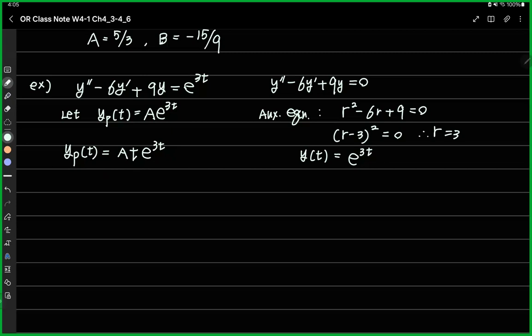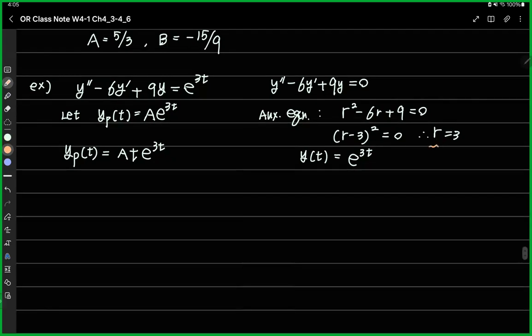By the way, let me tell you the terminology for this. With r equals 3, we got only one repeated real root. This is called a double root. What if we got two distinct roots? That's going to be simple roots. Keep that in mind.